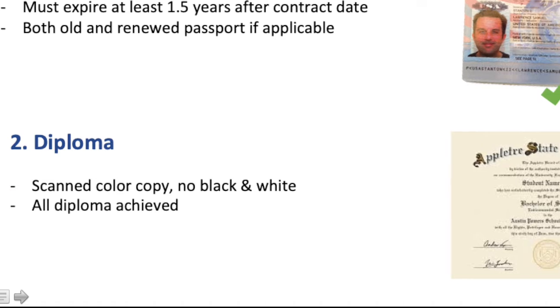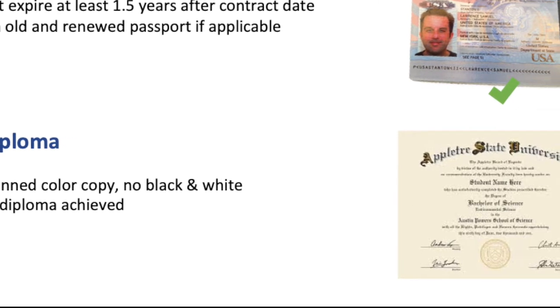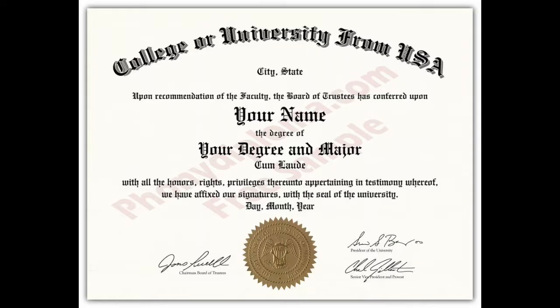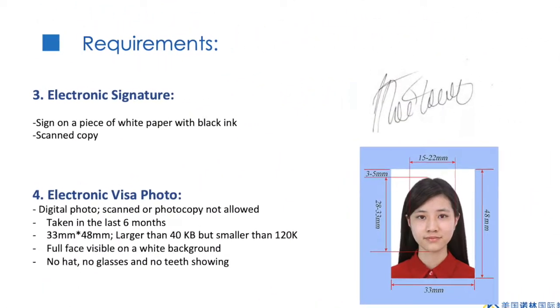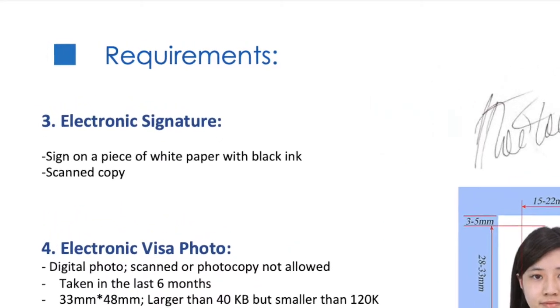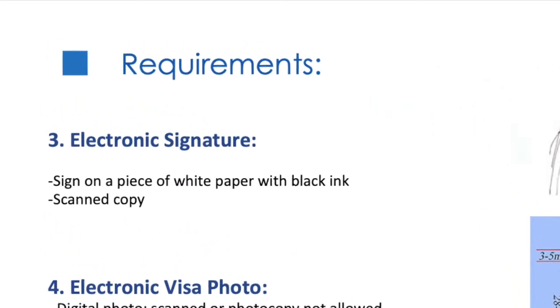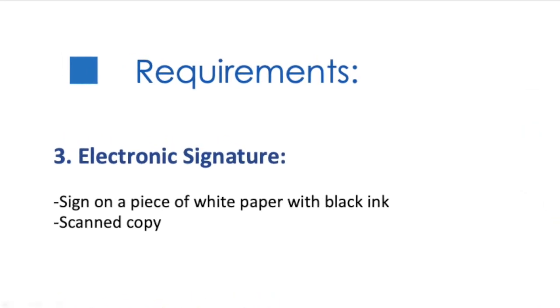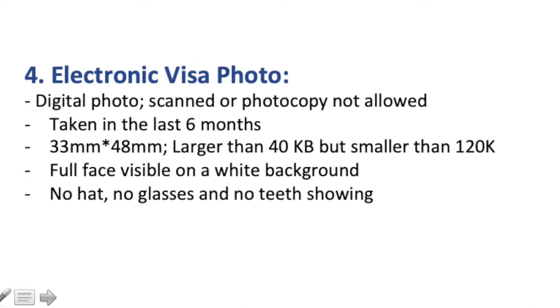For diploma, please scan a color copy as well. If you have more than one diploma achieved, please scan them all. Then e-signature. This is pretty easy to do. You can just sign on a piece of white paper with black ink and then scan a copy and send it to us.